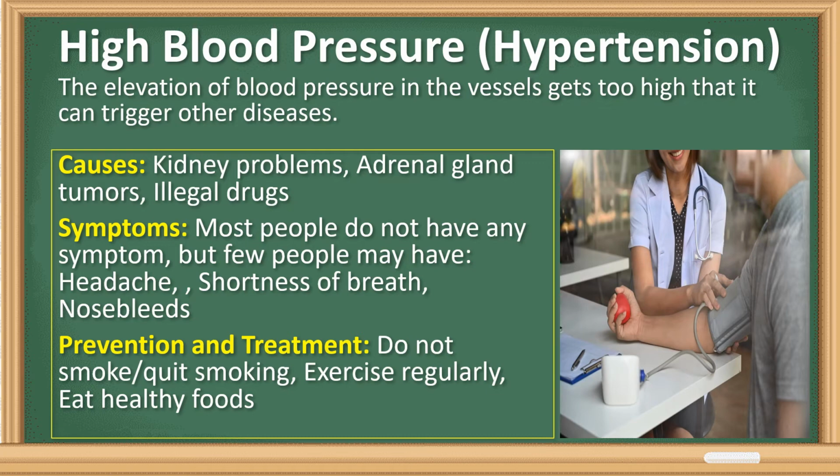Kidney problems. If you are having kidney problems, there's a tendency you will have high blood pressure. Adrenal gland tumors and illegal drugs. Symptoms: most people do not have any symptom, but a few people may have headache, shortness of breath, and nosebleeds. Prevention and treatment: do not smoke. Quit smoking. Exercise regularly and eat healthy.